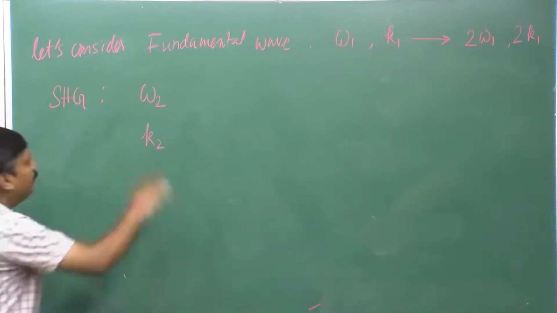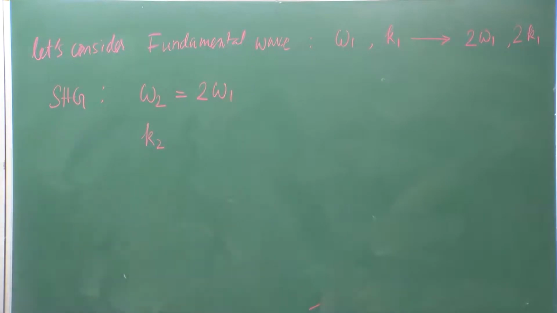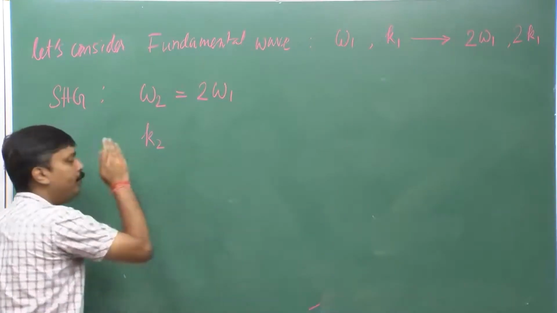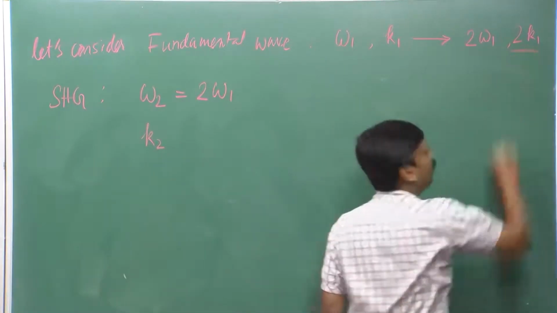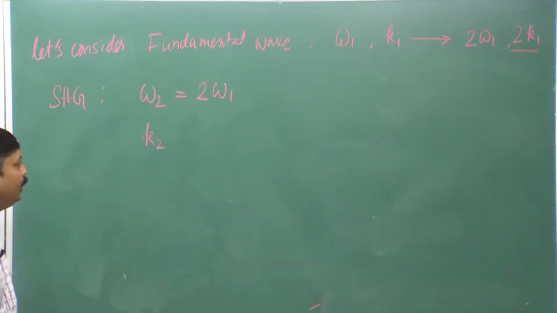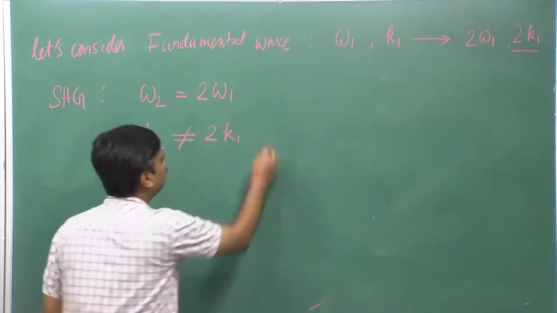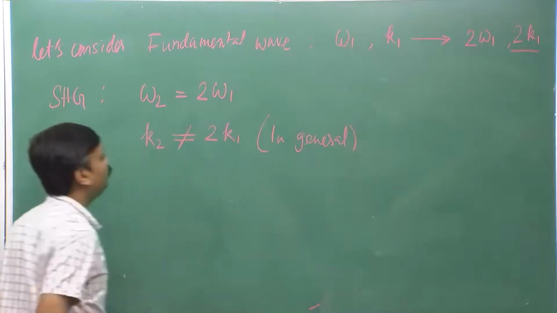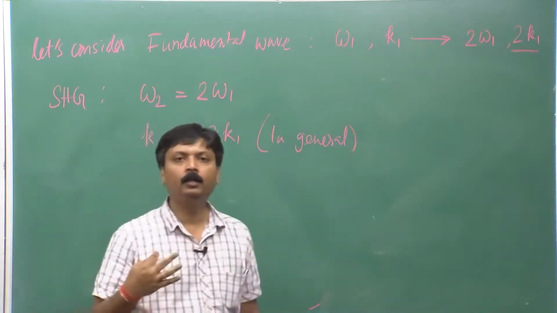Now, the SHG that will be created will be characterized by its frequency omega 2 and wave vector k2. So, for the SHG process it has to be that omega 2 equals 2 omega 1, it is bound to happen, and this wave vector k2 may not be equal to this 2 k1. Okay. Generally it is not equal to 2 k1, this is in general. Okay. So, now if that is true, then how do I achieve the phase matching?